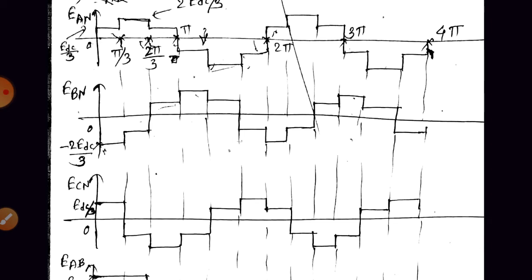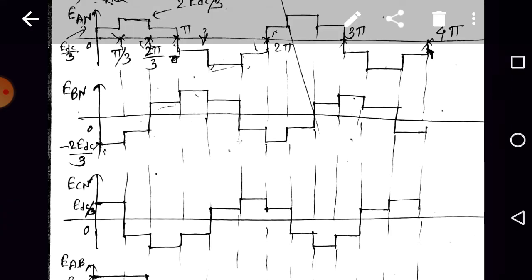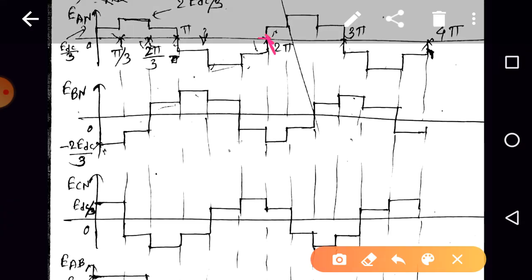We need to draw the circuitry, right? So from here to here, that is 2 pi, from omega t is equal to 0 to omega t is equal to 2 pi. We are having one complete cycle, okay? Now please check whether it is sinusoidal. No, it is a stepped waveform, right? It is a stepped waveform.